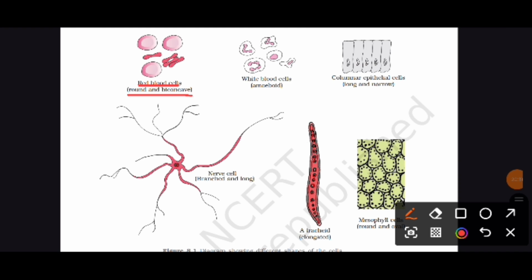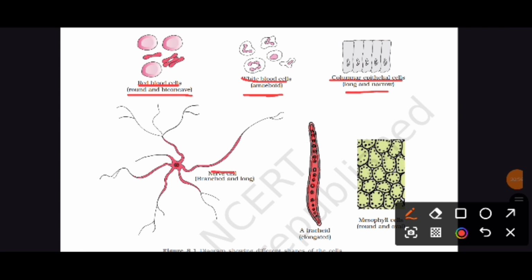When we talk about the WBCs, the white blood cells, they are amoeboid in shape because they have to move around the body, and if they were rigid, they couldn't have traveled. That is the reason they are amoeboid or irregular in shape, so that they can pass through the cells easily and attack the foreign particle. Columnar epithelial cells are long and narrow since they provide protection and other functions like that.